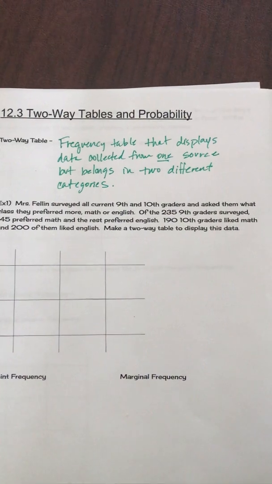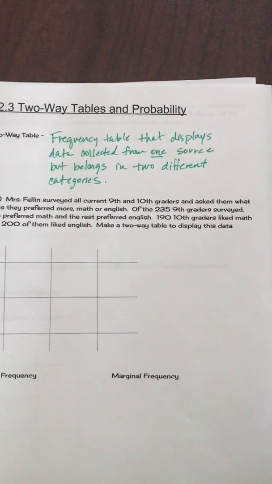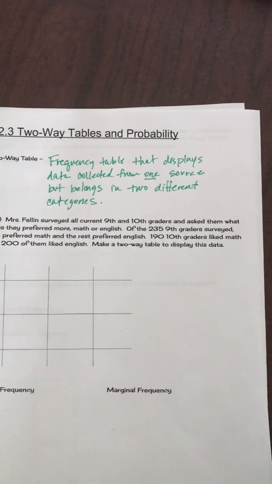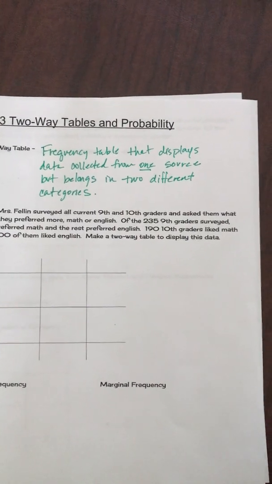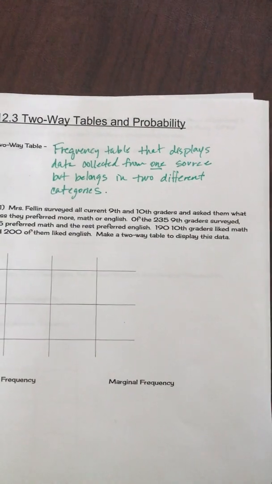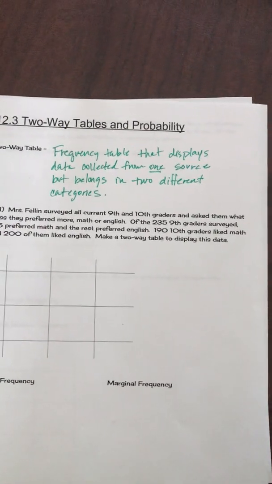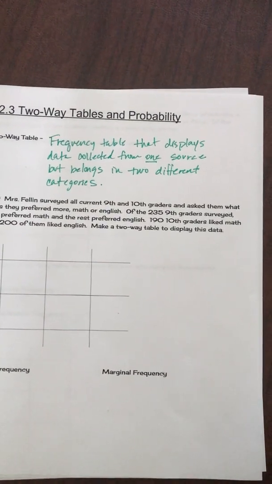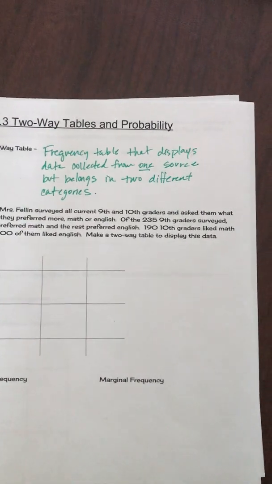So a two-way table is a frequency table that displays data collected from one source but belongs in two different categories. For example, if you surveyed all the boys and girls in your class and asked them whether they like a block schedule versus a traditional schedule, you could use a two-way table to record your data.